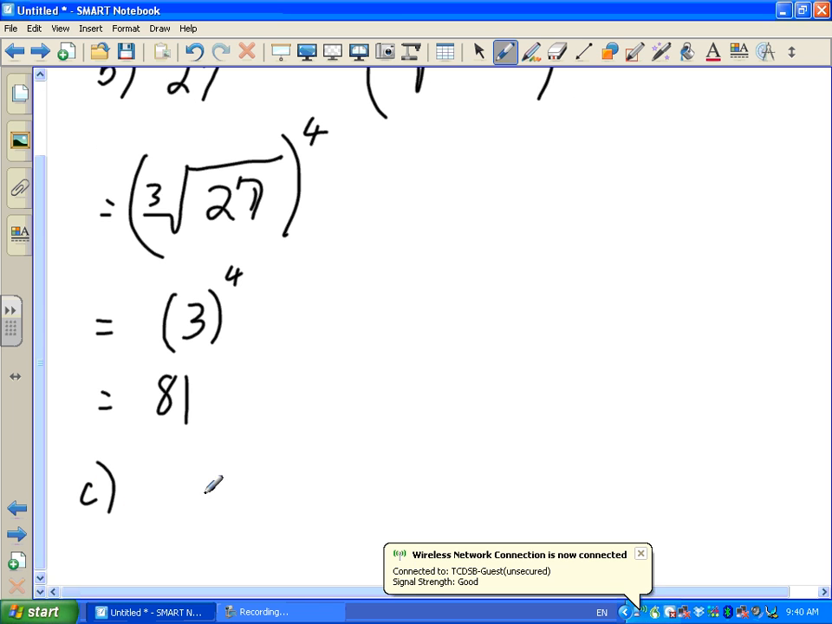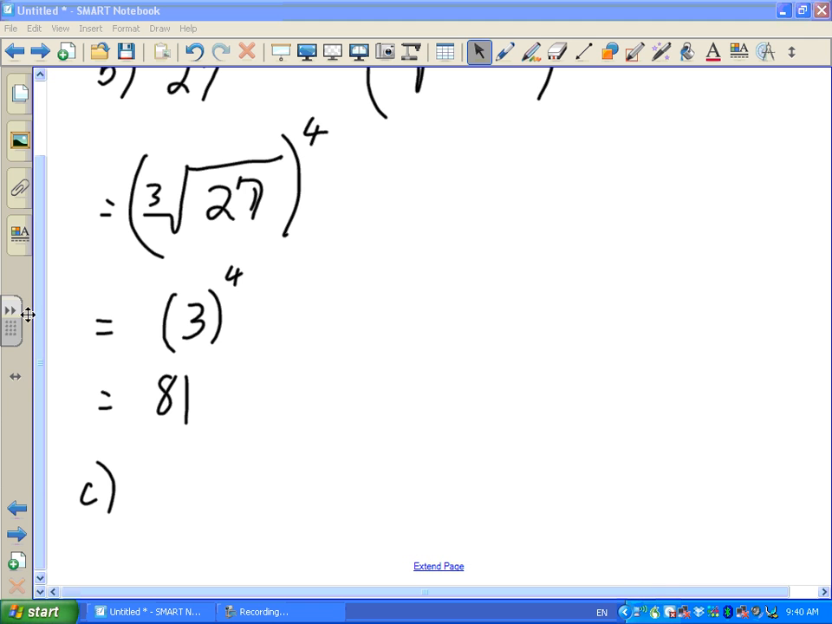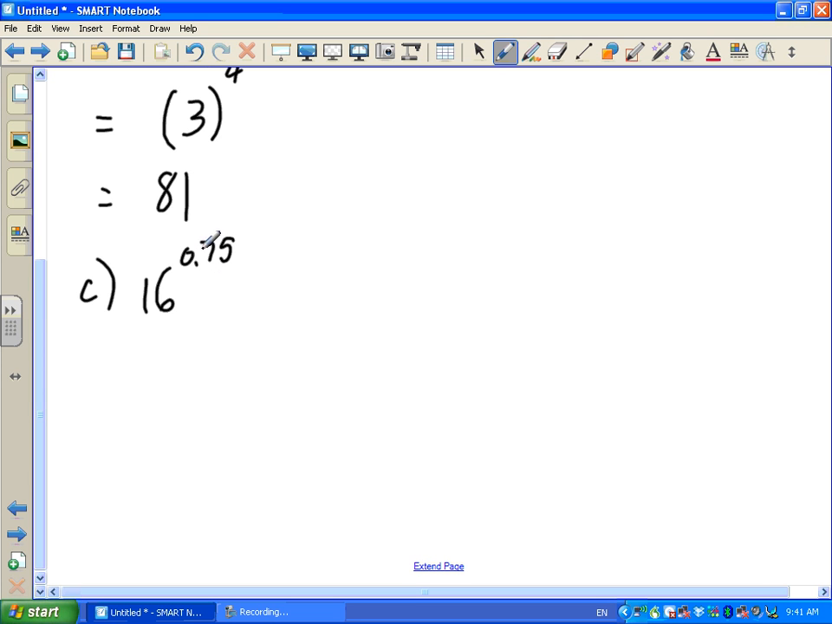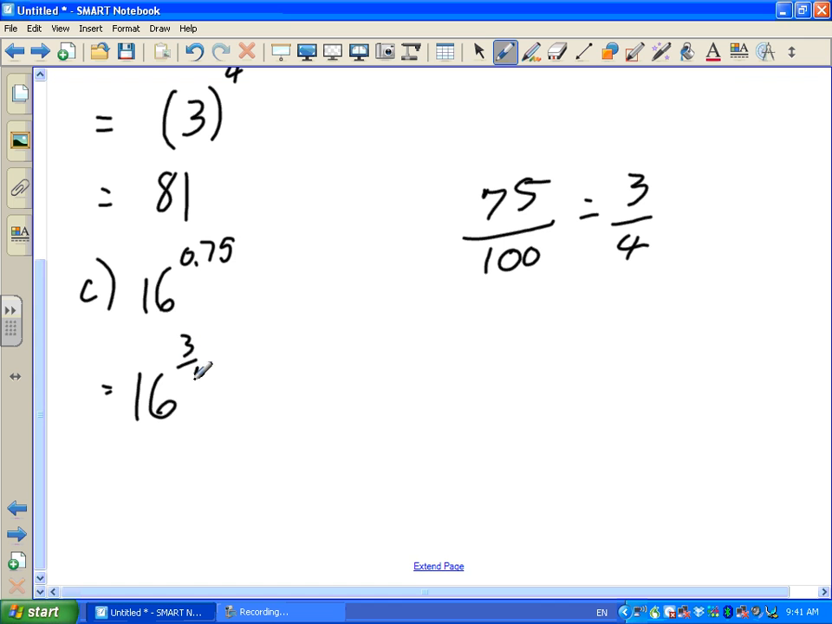And C. 16 to the power of 0.75. Now, I know many of you just typed this in your calculator and put the answer. I accepted it for the quiz. For your test, if you get a decimal, I want you to turn the decimal into a fraction. So 0.75 as a fraction is 75 over 100. And when you reduce that fraction, you get 3 over 4. So this becomes 16 to the power of 3 over 4.